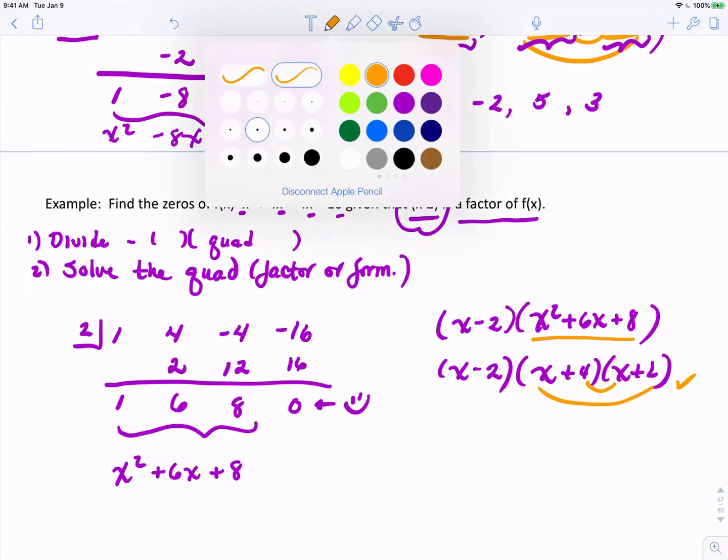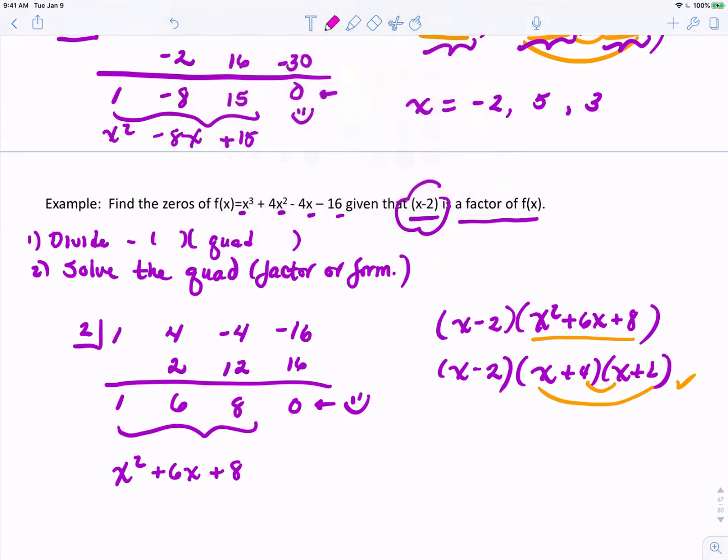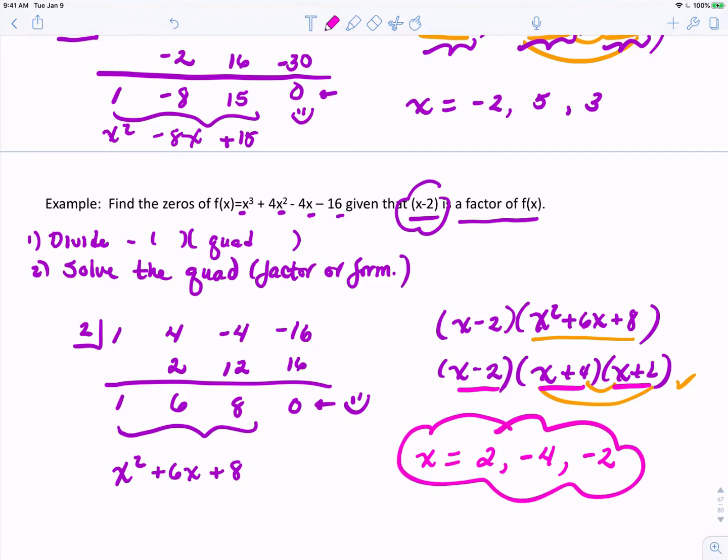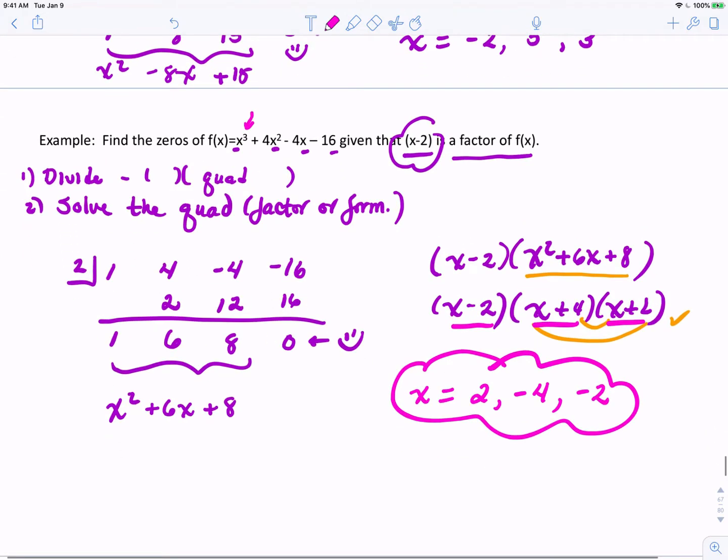So now we can talk about what the roots are, because we have 1, 2, 3 factors, so we can write down the roots of each one. For x minus 2, we have a root of 2. X plus 4, the root is -4. X plus 2, the root is -2. So now we have the 3 roots, the 3 zeros of this cubic polynomial.